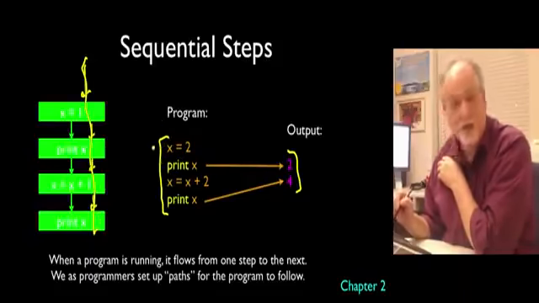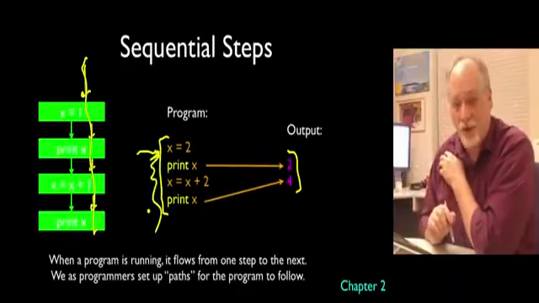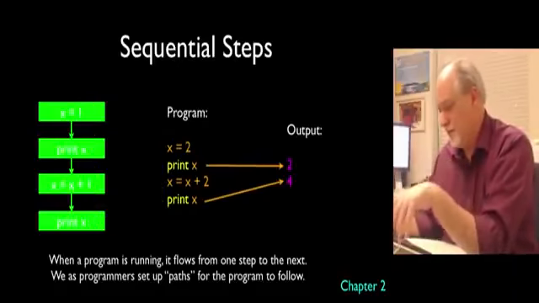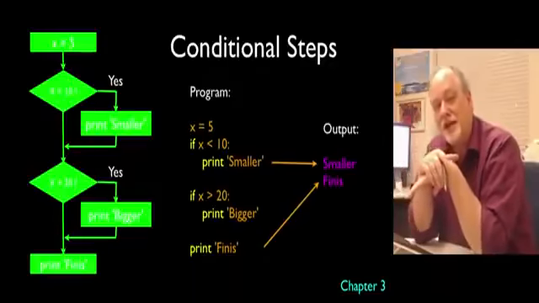So this program just starts naturally. Python starts at the beginning and works its way down through the end. That's sequential stuff. That's the normal order of business. Now, a conditional is a step that may or may not get executed.